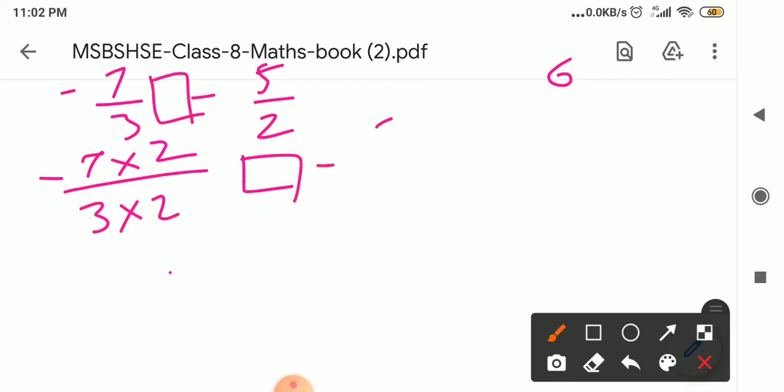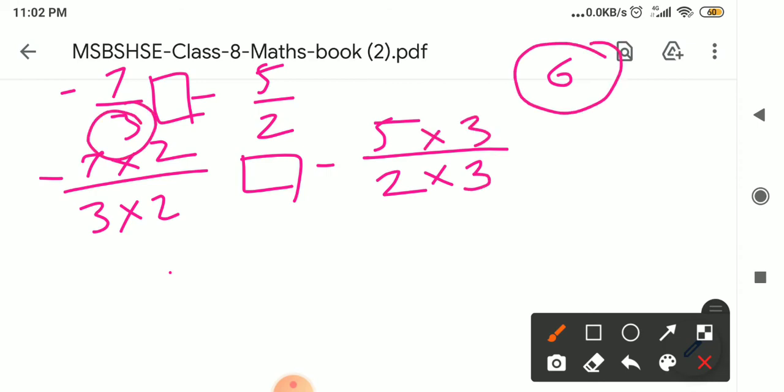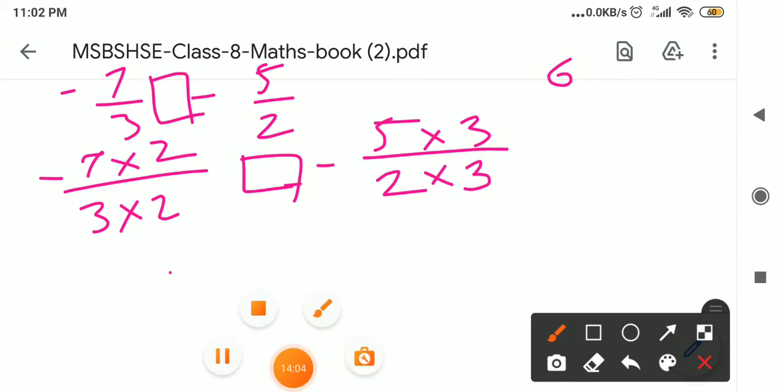And the other number is the minus 5 upon 2 fraction. To make 6, we have to multiply this fraction with 3. Why do we make 6? Because in the tables of 3 and 2 the first common number is 6, and 6 is the LCM of 2 and 3, and that's why we have to convert the denominators of the given fractions into the LCM. And then we will find the value.